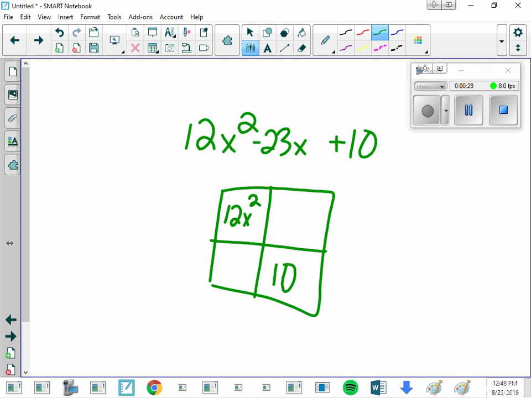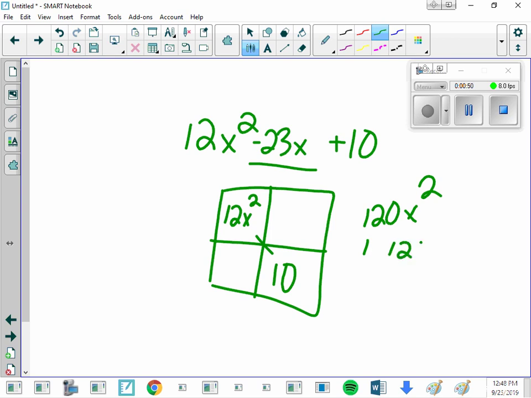If we put the 10 in the other corner, what's the next step? Multiply those together, and that's where people make mistakes, is they just bring the 10 down. But it's actually 12x squared times 10, which is 120x squared. Now I write down all the factors of 120, and I'm trying to create a negative 23.